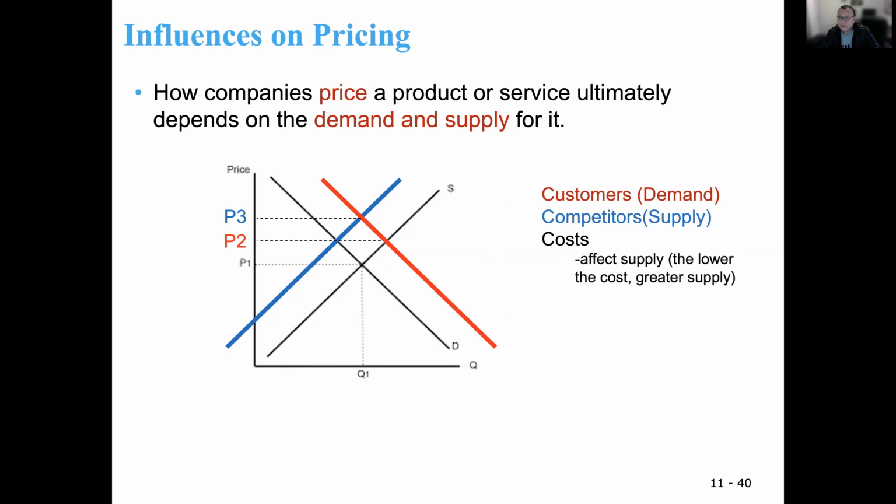So the three factors would be customer, competitor and cost. Customer will be an influence. Why? Because customers affect the demand. So for example, the students: you are affecting the enrollment of universities. If there are fewer students, that means there is less demand for university education. The competitors are the people who are providing the same or similar service. So these are the suppliers.